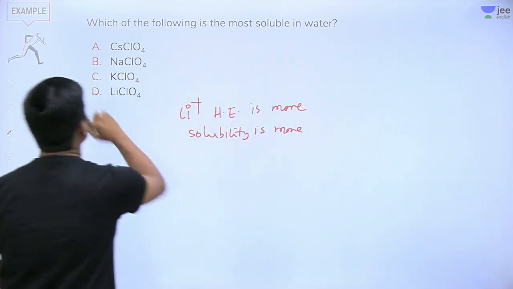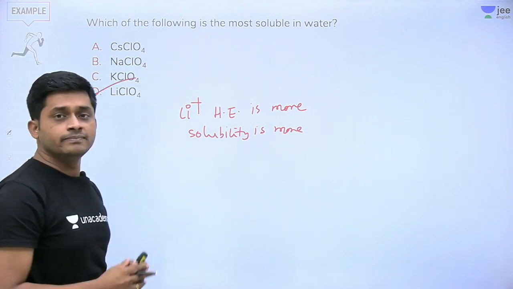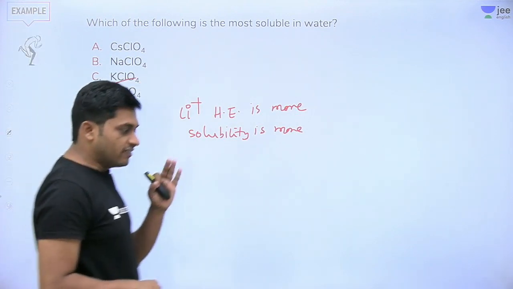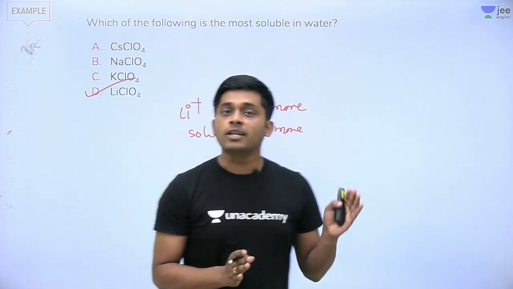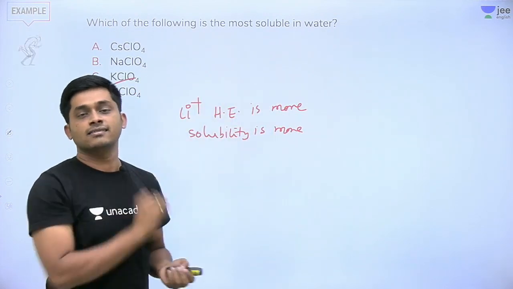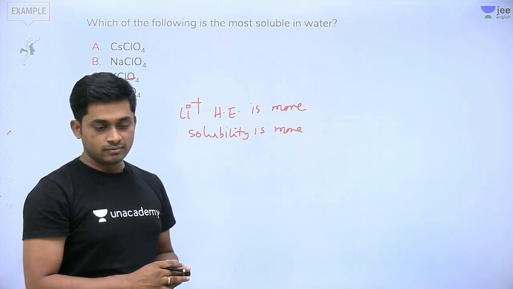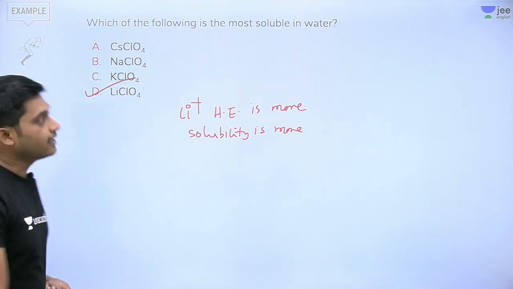This is due to hydration energy. Option D. Understood, right? But in case of carbonates and bicarbonates, the order was different. Cesium's solubility is more. Okay, right.